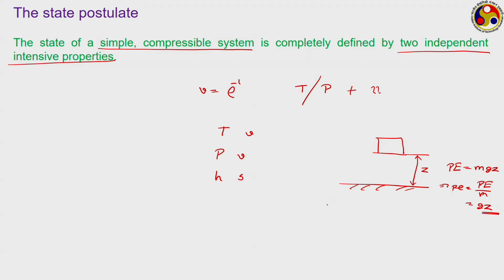Similarly, if the system has some velocity, so the system is moving with a velocity c, then the corresponding kinetic energy is half m c square, or per unit mass kinetic energy will be equal to half c square. So, we have to specify this velocity as the third parameter. Then the state postulate can also be used for systems which are not simple compressible, provided we specify a third parameter quantifying that additional influence.